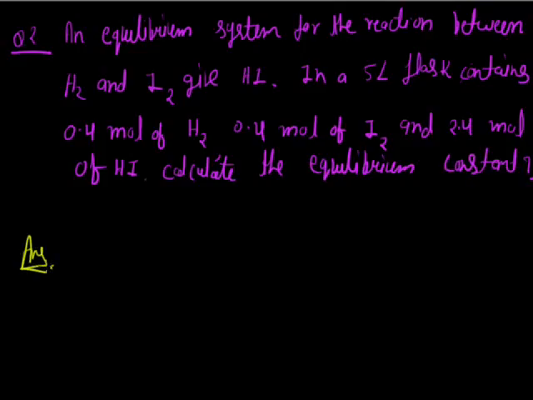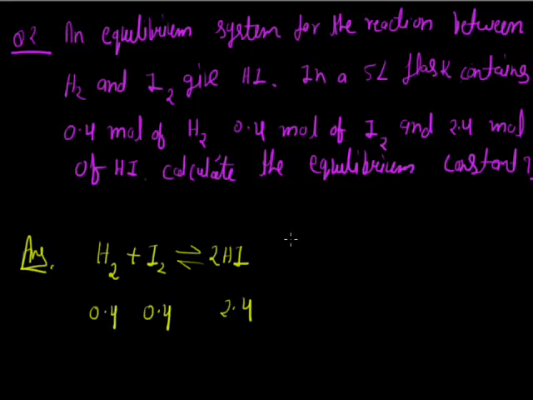Now for solving this question, first write the reaction between H2 and I2. The reaction is H2 plus I2, it gives 2HI. It's the reaction according to the problem. Now at equilibrium the system contains 0.4 mole of H2, so moles of H2 is 0.4. Moles of I2 again is 0.4, and moles of HI is 2.4.